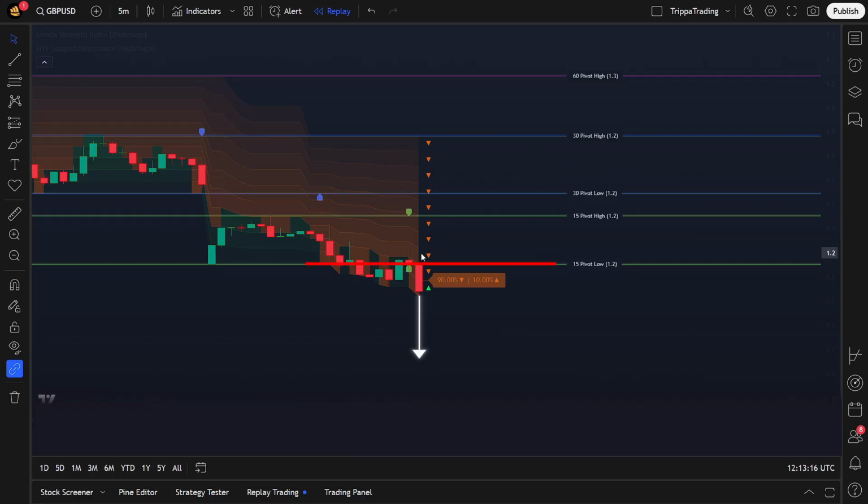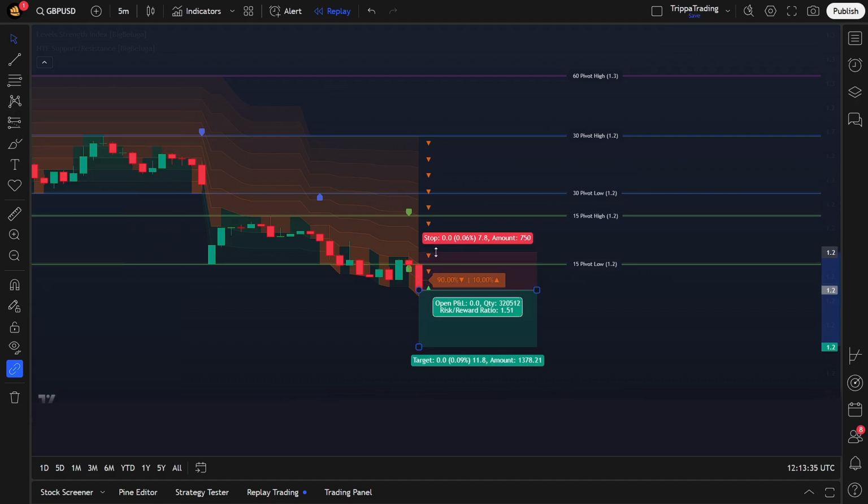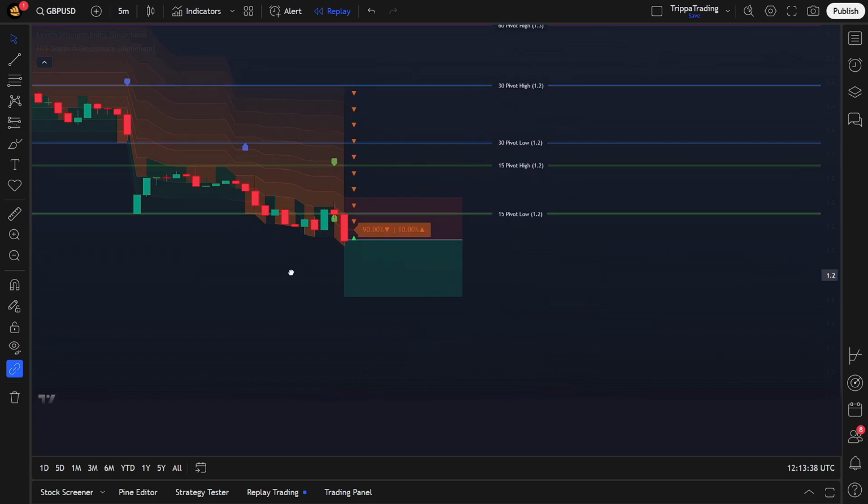For a sell position, wait for the price to break below a pivot low with a downward probability of at least more than 80%. Look at this example. The price broke below a pivot low and the downward probability was 90% at this time. So we can open a sell trade here. You can set your stop loss above the entry candle and aim for a 1.5 risk to reward ratio.